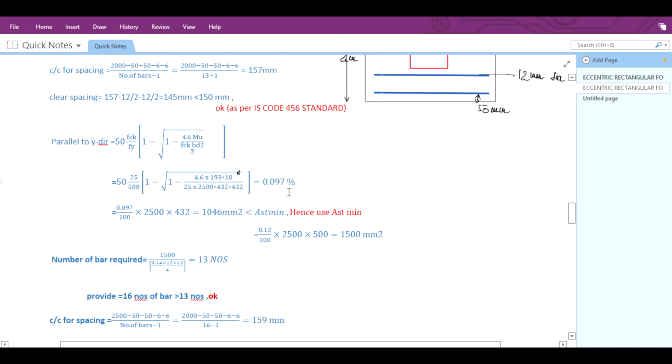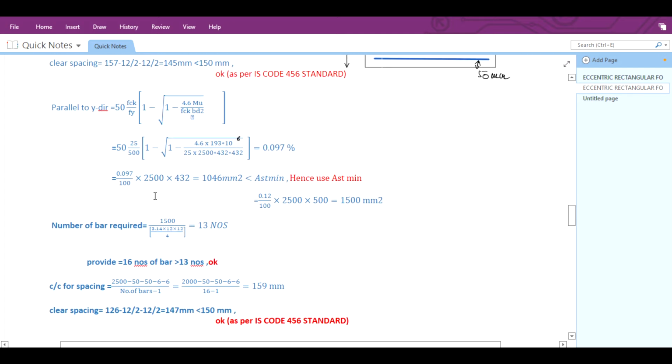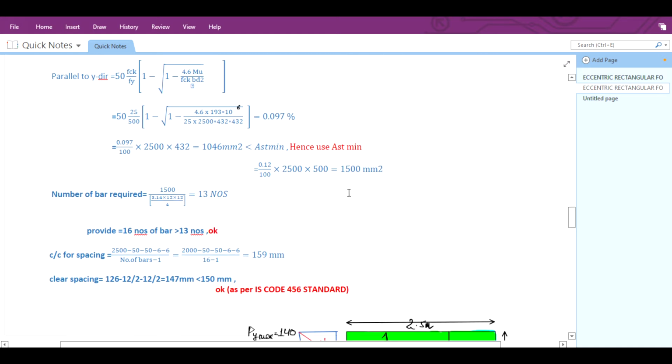So our percentage will come as 0.097 percent. Here, with 0.097, we can calculate the area also. It will be 0.097 divided by 100 multiplied with the width multiplied with the effective depth. So it will come as 0.1046, and it is less than AST minimum, that is 0.12 by 100 into 2500 into total depth. You have to take the total depth for the AST minimum calculation. Always remember that you have to change the gross area only. So it will come as 1500. So we have to go with AST minimum. You don't use this value.